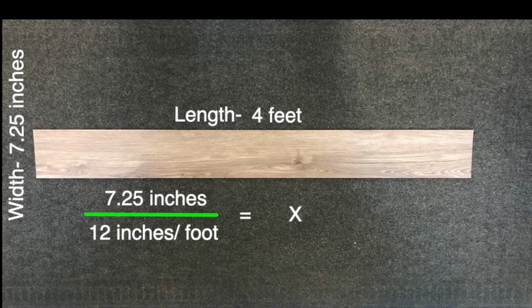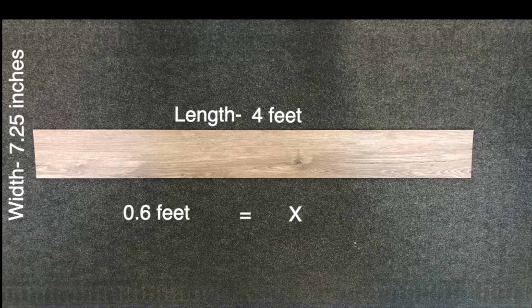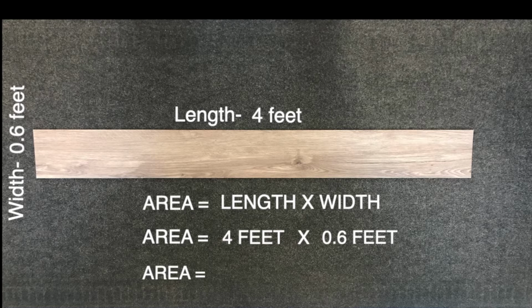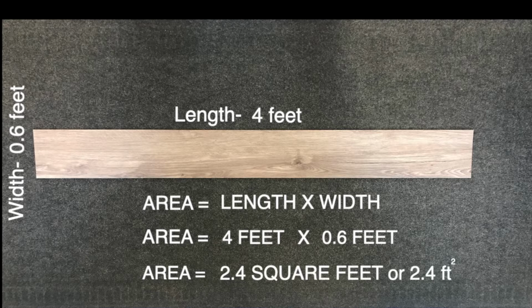We can also simplify the left-hand side of the equation by dividing 7.25 by 12. That gives us an answer of 0.6. So our simplified equation is 0.6 equals x. That means the width of the vinyl plank flooring is 0.6 feet. Now we can calculate the area of one piece of the flooring. We'll use the area formula for rectangles of length times width and substitute in the values of 4 feet and 0.6 feet. When multiplied together, we find that the area of each piece of the vinyl plank flooring is 2.4 square feet.